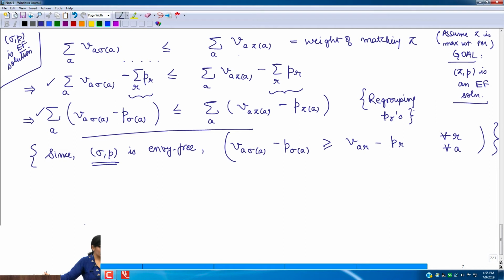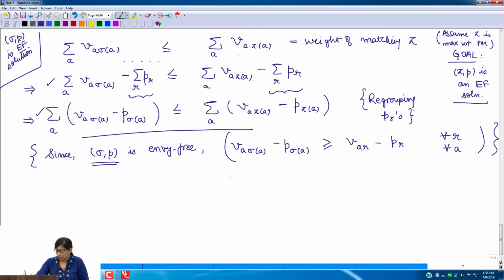Exactly. So what she's saying is, this constraint is true for all rooms R, right? I'll just apply this particular constraint for agent A on the room pi A. So on the room he is getting under the bijection, or under the matching pi, right?